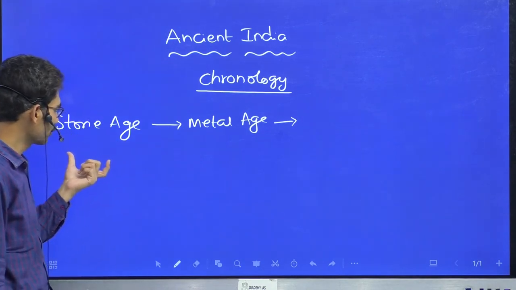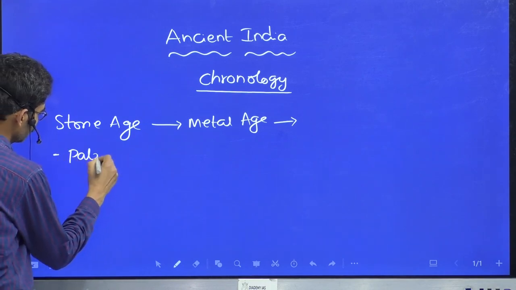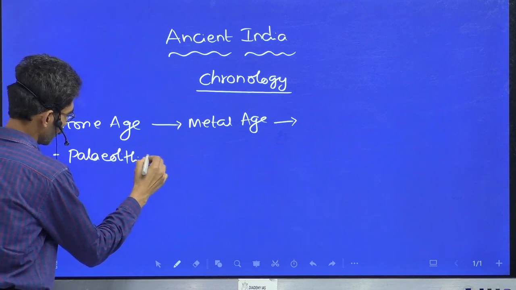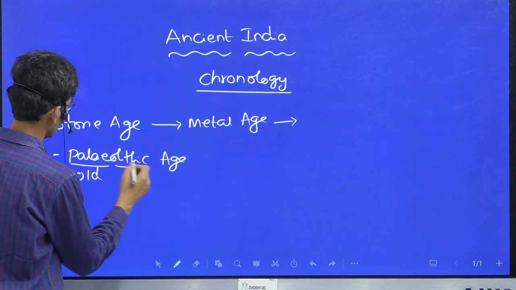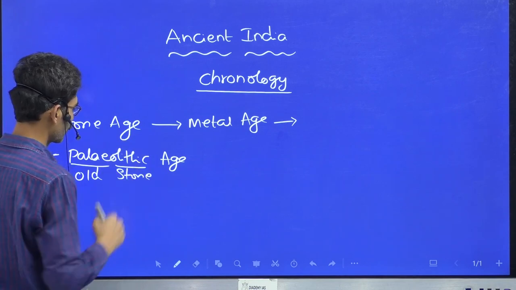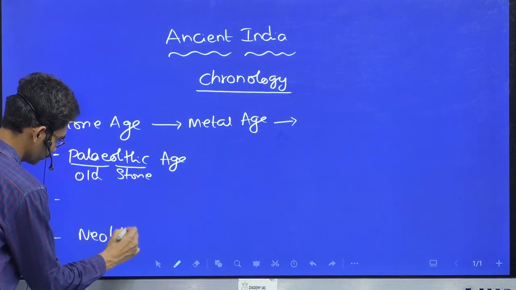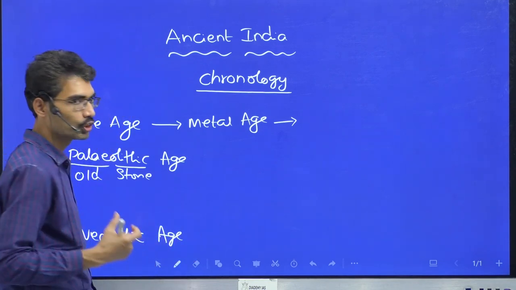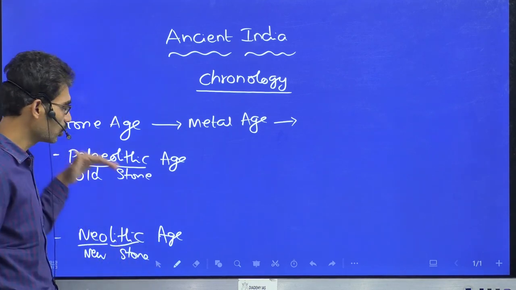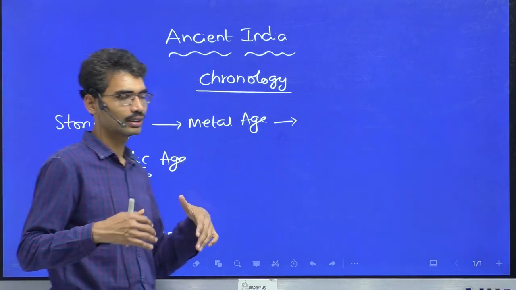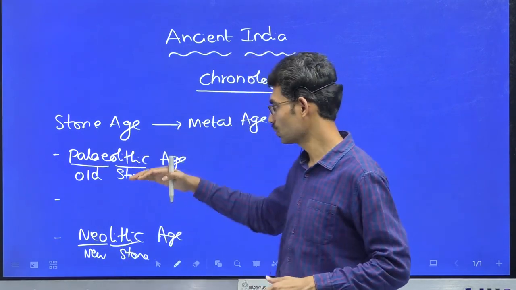Broadly, if you see technology-wise, Stone Age and Metal Age. When it comes to Stone Age, we have three different ages. Paleolithic Age. Paleo means old. Lithic means stone. So it is about the old Stone Age. Next one, we have Neolithic. Neo means new. Lithic means stone. So old Stone Age and new Stone Age.